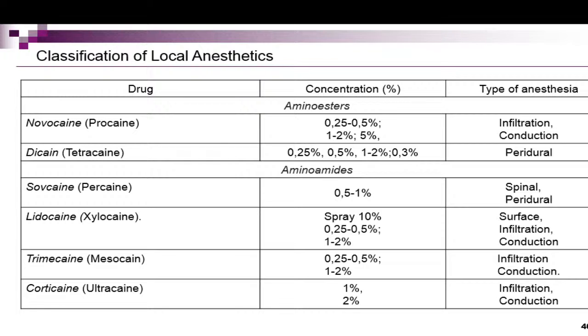Tetracaine in various concentrations, approximately the same, 0.25 or 2% of solution, can be used for peridural anesthesia. And drugs from the second group, aminoamides, such as percaine, xylocaine, mesocaine or ultracaine, are used for conduction anesthesia. Xylocaine solution can be used for surface anesthesia. Other drugs are for conduction anesthesia, central or peripheral.